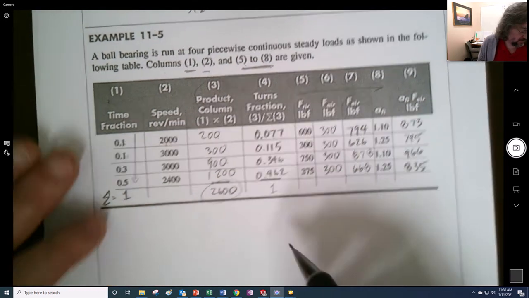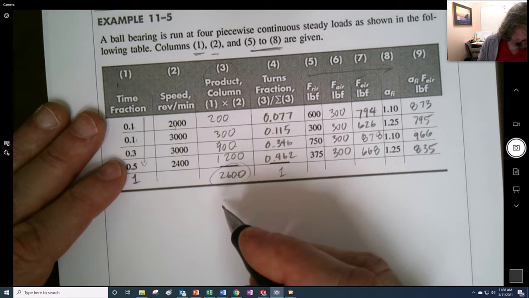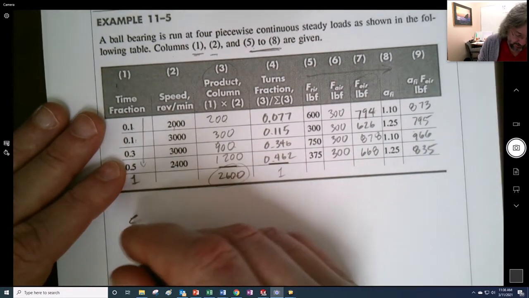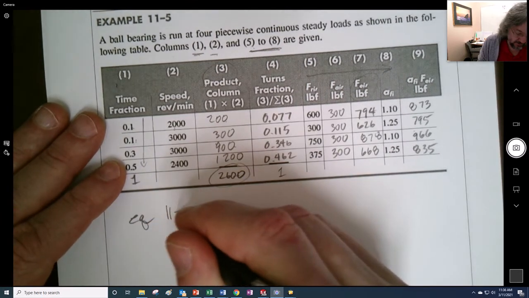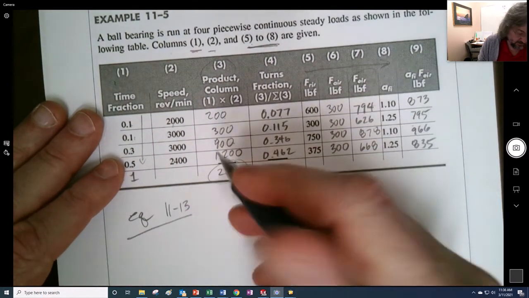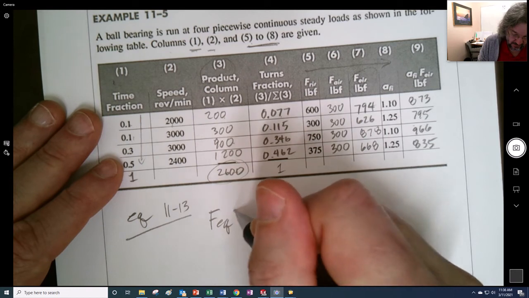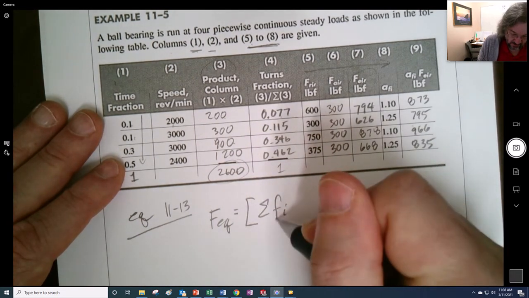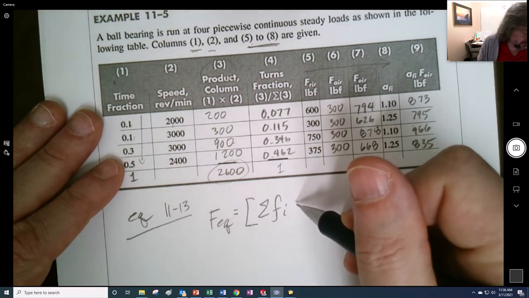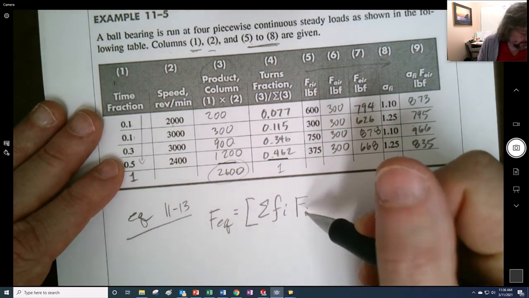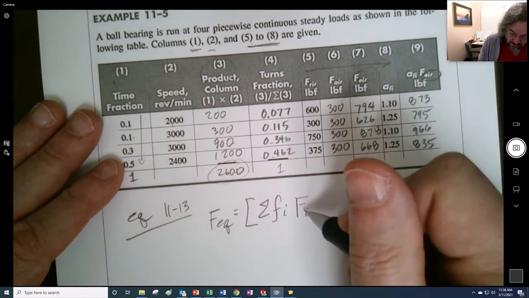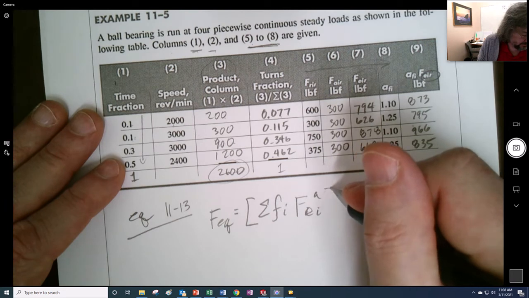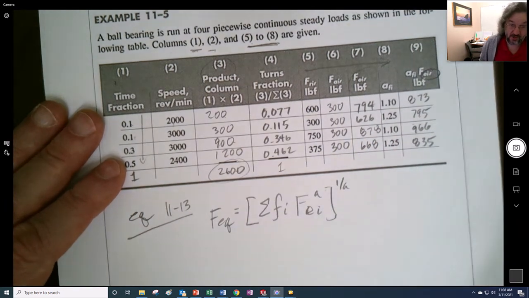All right, so the big idea is that we're going to use equation 11-13 here. We're going to say that the equivalent is equal to the summation of f, these being the equivalent ones, that's why we have the e in there, raised to the a, all to the 1 over a.